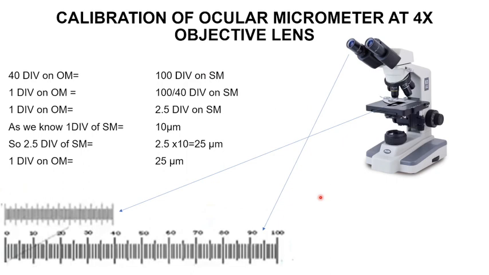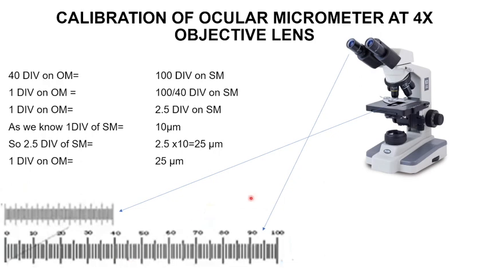This is a very simple procedure. First of all, you will calibrate the ocular micrometer at the 4x objective lens, and for this you will focus the microscope. The main important thing which you have to notice is that you will find any two lines of the stage micrometer that coincide with two lines of the ocular micrometer.